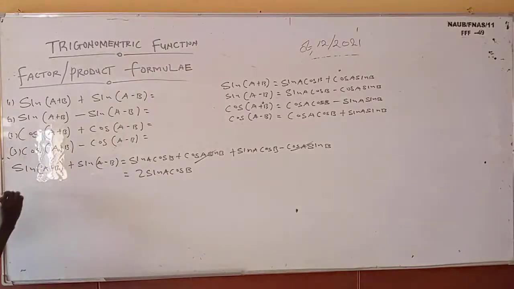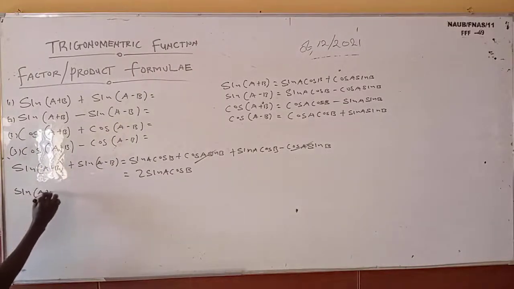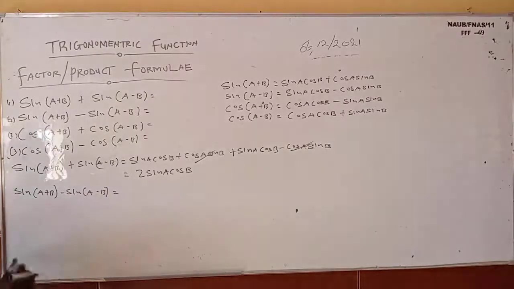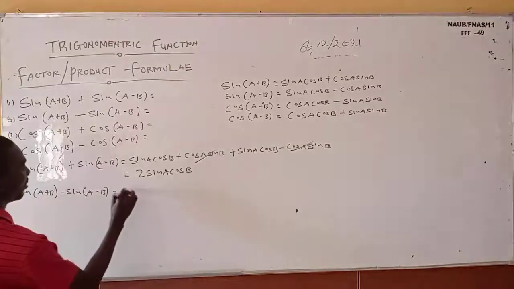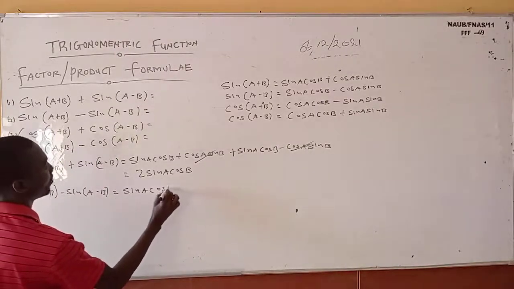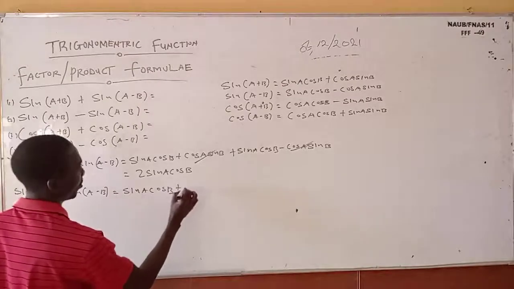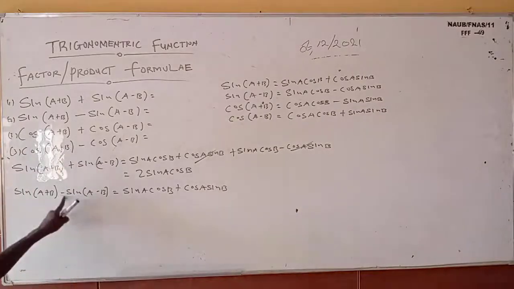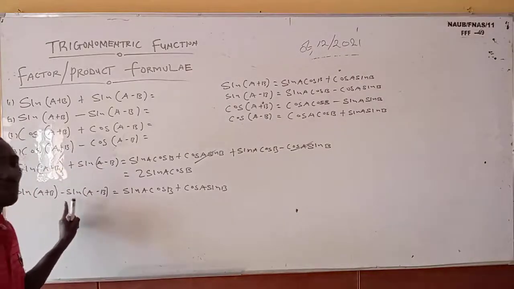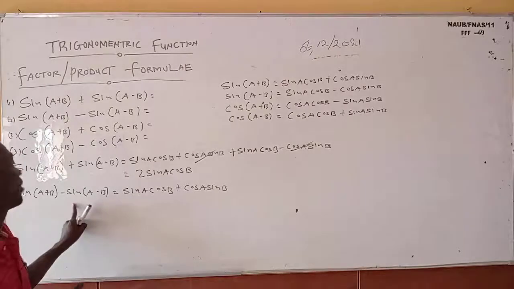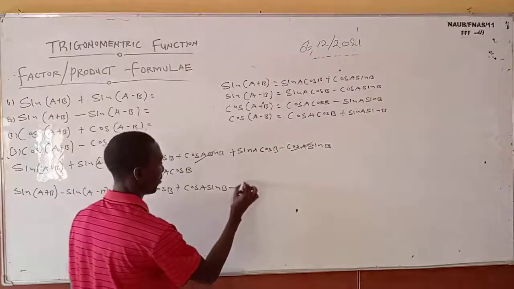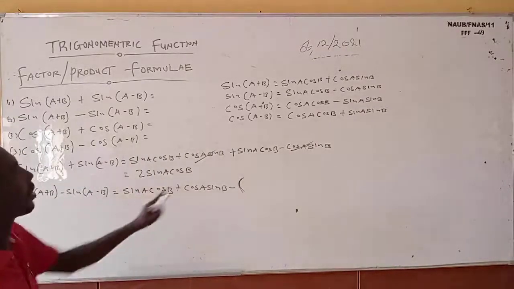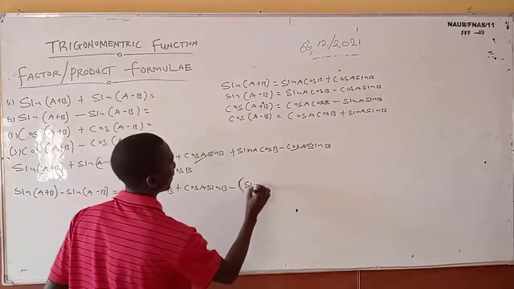So the next one is what? Sine A plus B minus sine A minus B, which is equals to what? You already know sine A plus B is there. It's nothing but sine A cos B plus cos A sine B, right? So now, minus. Notice this minus, you introduce your brackets. Please, notice this minus. Then you introduce your brackets, then you now put in the expression of this sine A minus B, which is what?